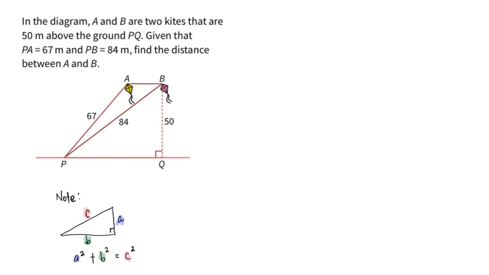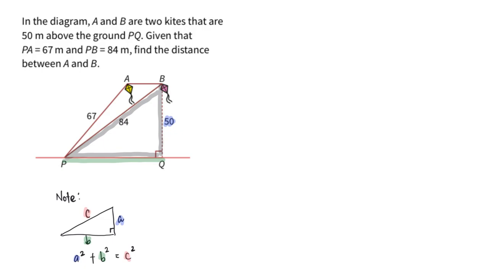Hello everyone, welcome to this video where we are given the position of 2 kites at A and B, 50 meters above the ground PQ. Find the distance A and B. And so for this particular question, the first step is for us to find this length PQ first, and to do that, I can focus my efforts on this right angle triangle.